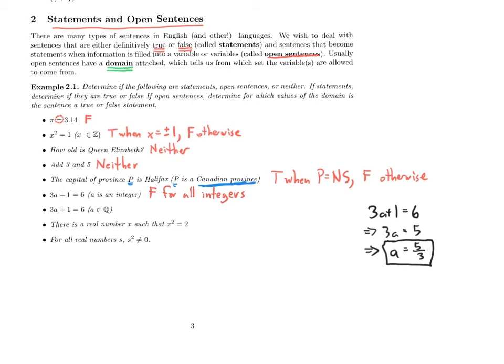The second one, well, now we're allowed to have rational numbers. We're allowed to have fractions. So this number 5/3, we're allowed to put that in our equation here. So it does make the equation true. So it's true when a is 5/3, and that's the only solution to this equation, so it's false otherwise.